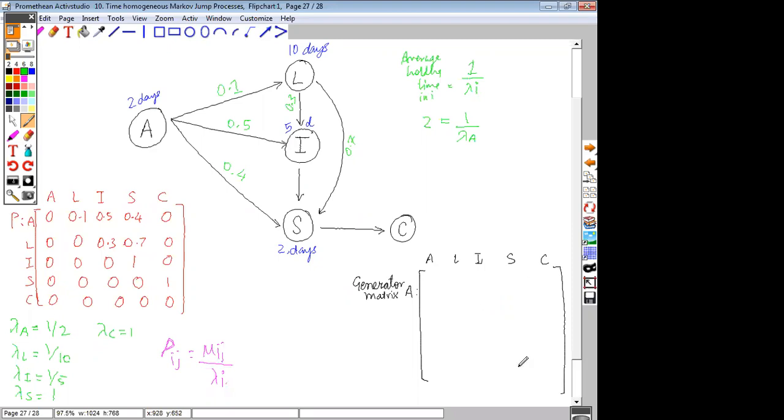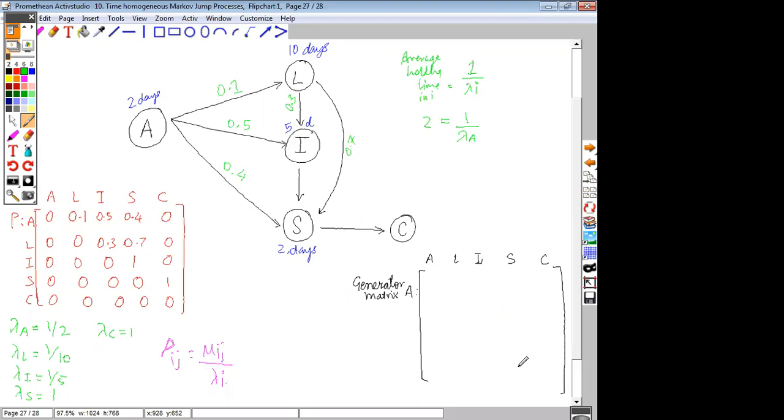And then to figure out the diagonals, you will have to use the fact that the sum of the rows of a generator matrix is 0. Then you just write in the diagonal the minus of the sum of the rest of the entries. Does this make some sense to you guys?